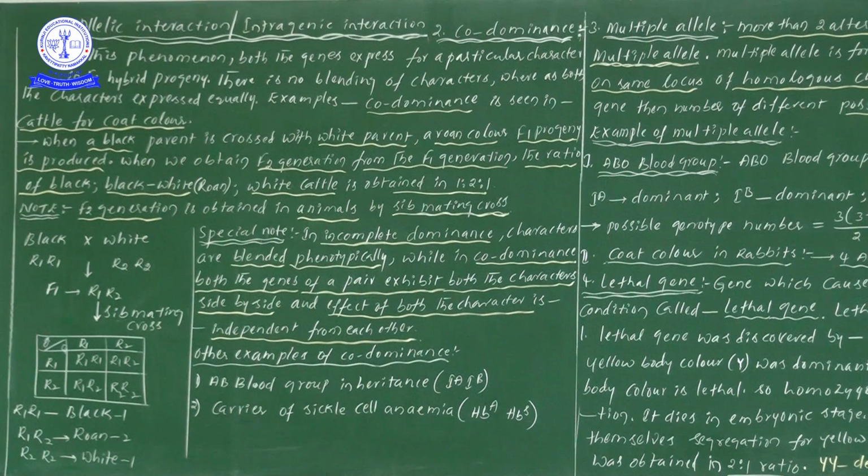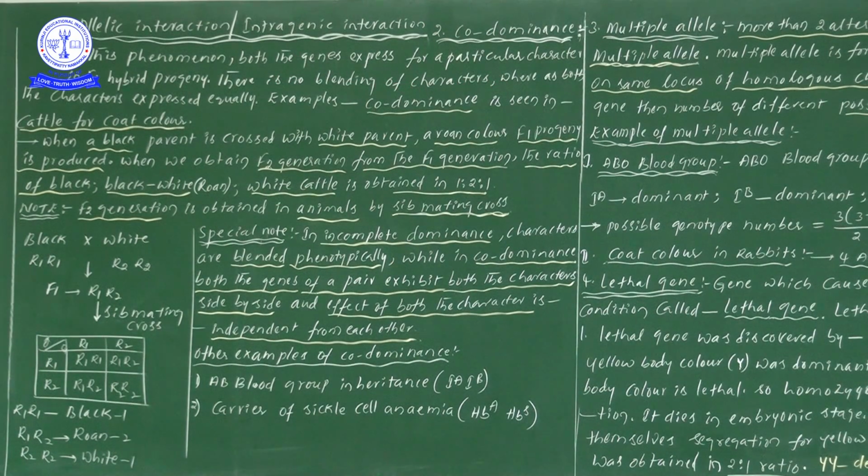By reading the first line only, the entire concept is understood. What is the particular point in this phenomenon? Both the genes express a particular character. Here, try to avoid the S: both the gene expresses a particular character in the F1 hybrid progeny. It means the gene consists of two different types of alleles, and both will be expressed.